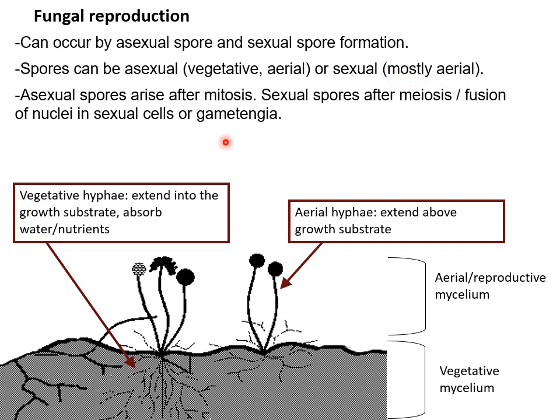Asexual spores arise after mitosis, so there's no reduction in the amount of genomic material. As for sexual spores, they arise after meiosis, which indicates there's a reduction in the genomic number. So the sexual spores arise either after meiosis or after fusion of nuclei in sexual cells, or gametangia, which are specialized hyphae that we call gametangia.